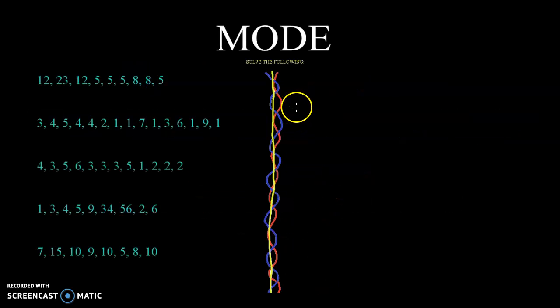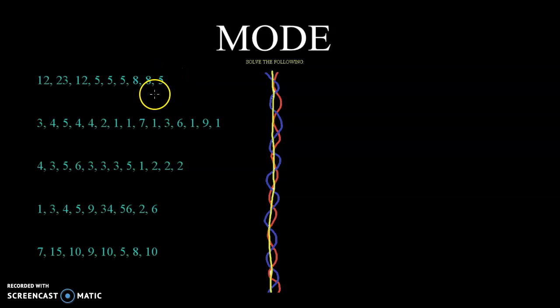Today we're going to learn about mode. What is mode? Mode is another type of average, like mean and median. Mean, mode, and median are all basically the same: you're trying to find the average.